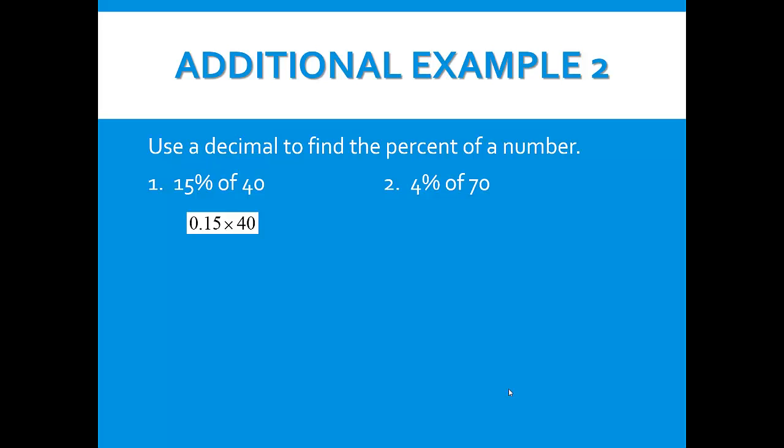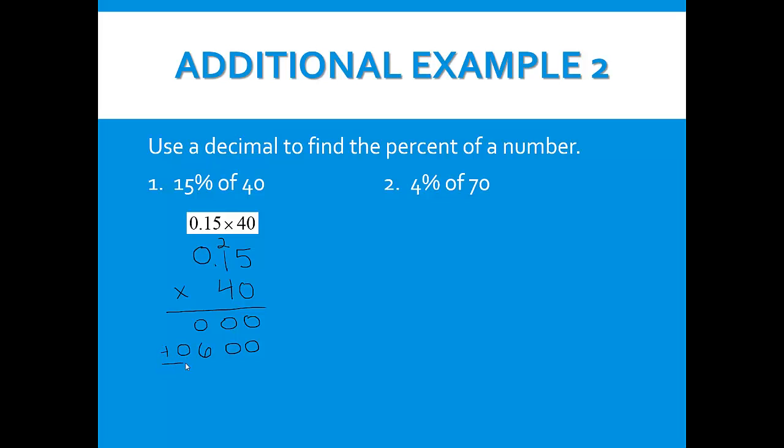Now when we multiply this out, we'd have 0.15 times 40. 0 times 5 is 0. 0 times 1 is 0. And 0 times 0 is 0. Now for our second row, we would start with a 0. And then 4 times 5 is 20. So we have our 0 and carry our 2. 4 times 1 is 4. Plus 2 is 6. And then 4 times 0 is 0.